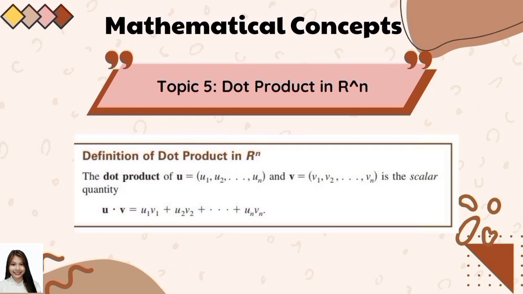Before we proceed to topic number 5, by the way, I am Martina Gabriel C. Alejo, and we will discuss the dot product in R raised to n. The definition of the dot product in R^n: if u = (u1, u2, u3, u4, and so on until un) and v = (v1, v2, v3, v4, until vn), then the scalar quantity u times v is equal to u1 times v1 plus u2 times v2, and so on until it reaches un times vn, the limit of the given equation.